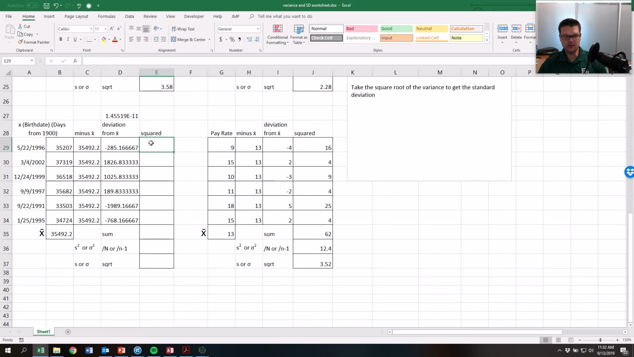So over here, we're going to do equals this raised to the second. Okay, and we're going to scroll. We're going to drag it all the way down, and we're going to do equals sum. And there we go. That sum of squares is huge. Okay, that's huge. 9 million. That's the sum of squares.